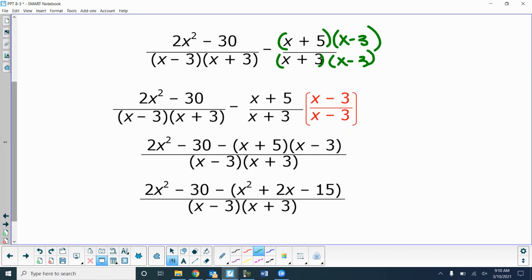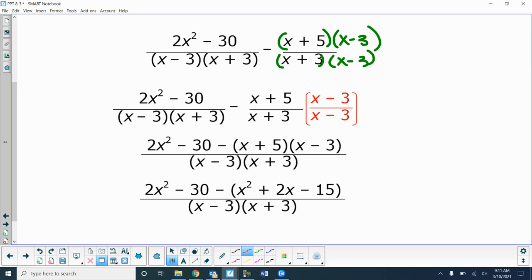Now, how do I multiply those two? What do we call it? FOIL, right? What happened? It froze up on me. All right, so this is where this came from, when they foiled that.